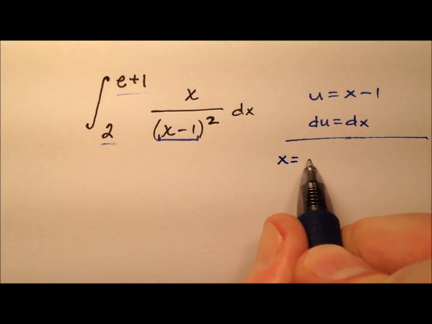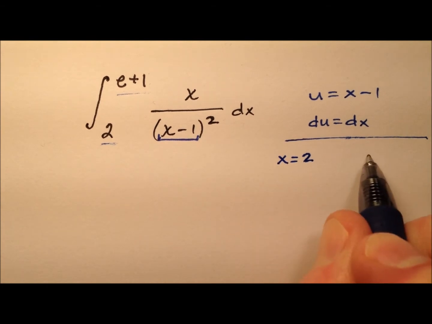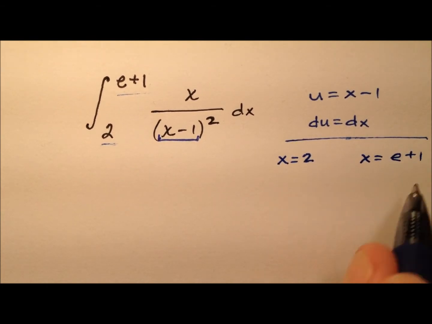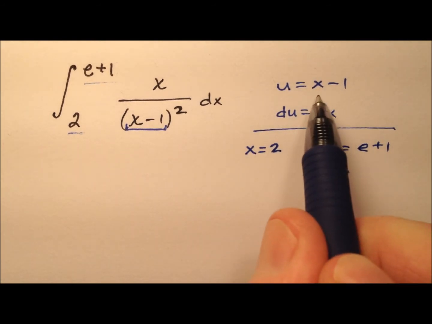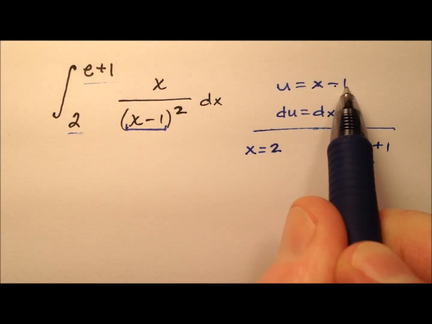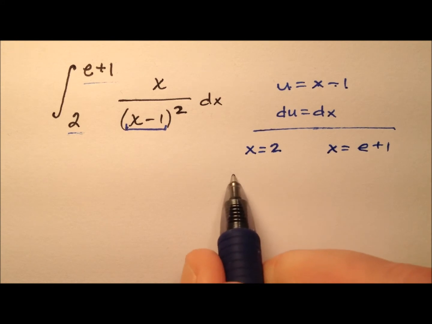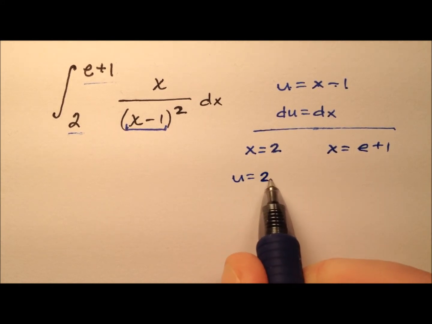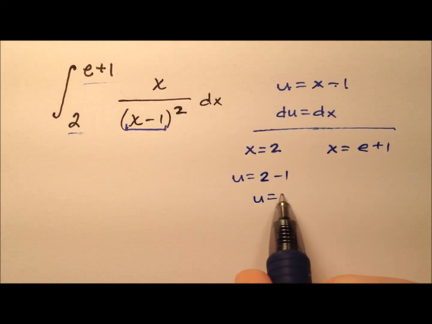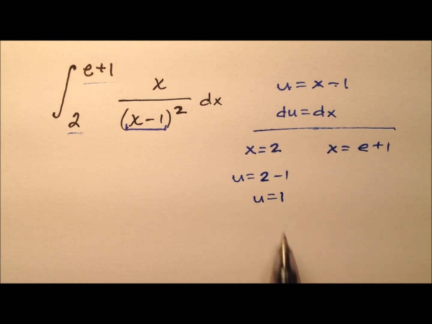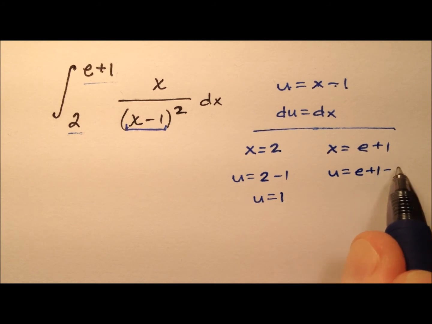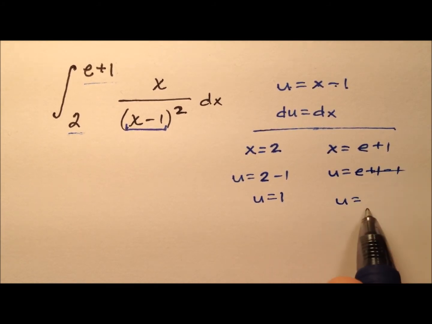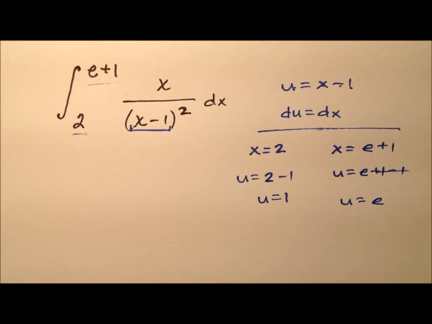So we started with x, and that first one was a 2, and then the upper limit was e plus 1. Now when we plug them in, we're going to take x minus 1, and that equals our u. So our u will be this x value, which is 2, minus 1. So our lower limit now will be 1 instead of 2. And our upper limit will be e plus 1 minus 1. So those 1's cancel, so we just have e.